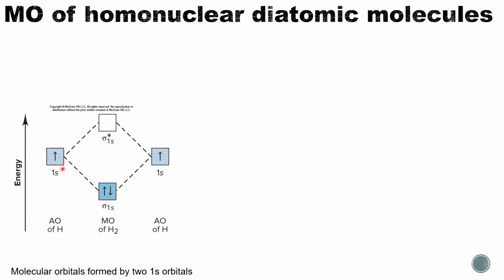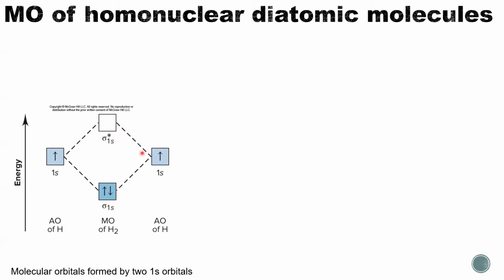Hydrogen has a 1s orbital. It only has one s orbital that is occupied by electrons, so it has one s orbital in each atom. On the left and the right side, we have the atomic orbital of hydrogen. When we do the adding or subtracting of these two atomic orbitals, we make two molecular orbitals, right? So the number of orbitals does not change before and after. One is a bonding orbital, one is an anti-bonding molecular orbital.